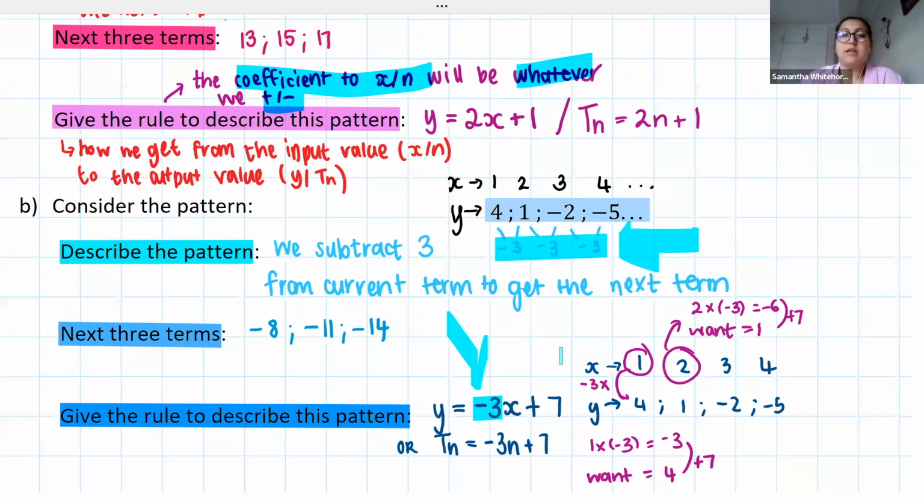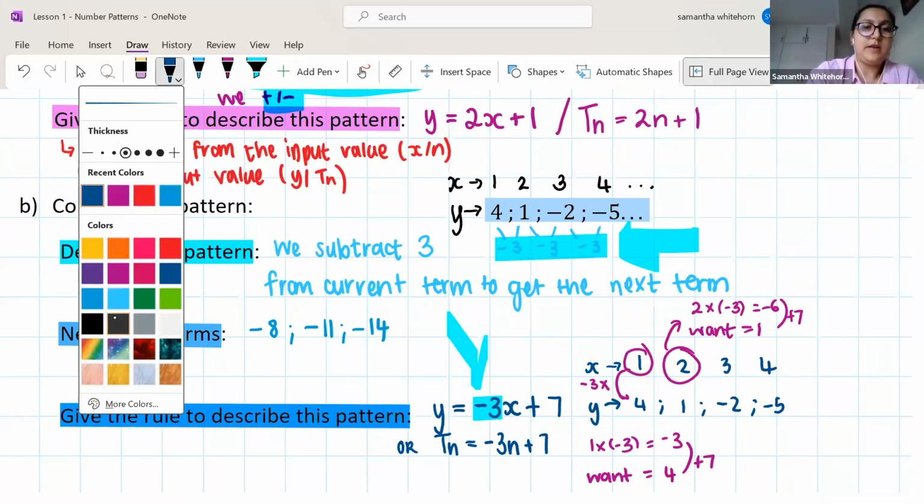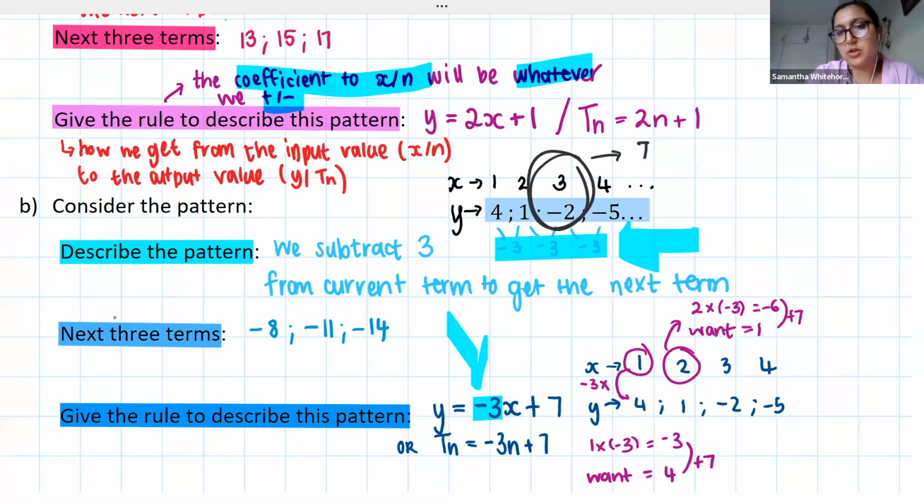Ziva, Tn means term number. So term number 3 has a value of, in this pattern, -2. So for example, if we look at that situation over there, we could say term number 3 has a value of -2. Term number 4 has a value of -5. So Tn is the value of any term in the pattern.